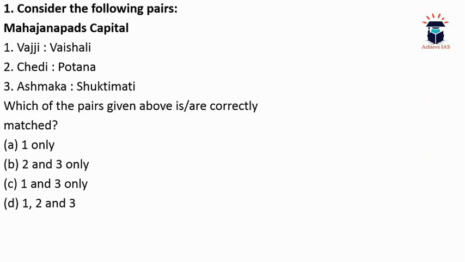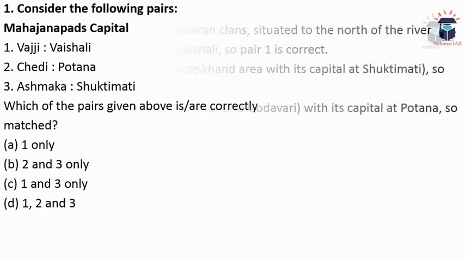Let me tell you, friends, that only the first is correct, that is, Vajji's capital was Vaishali. Regarding the second and third, they have been interchanged. The capital of Chedi was Shuktimati and of Asmakka was Potana. So the correct answer is only one statement, the first statement. The correct option is A, that is, one only. So let's move on to the explanation.